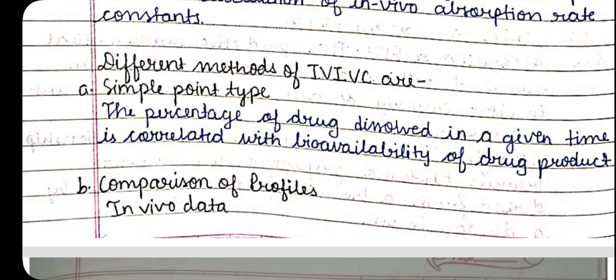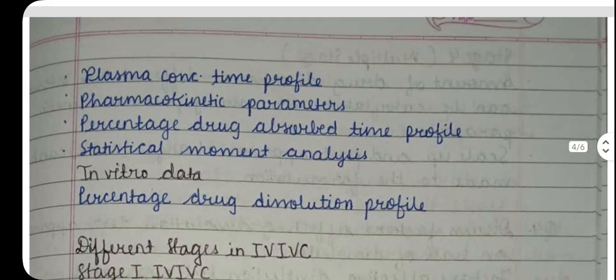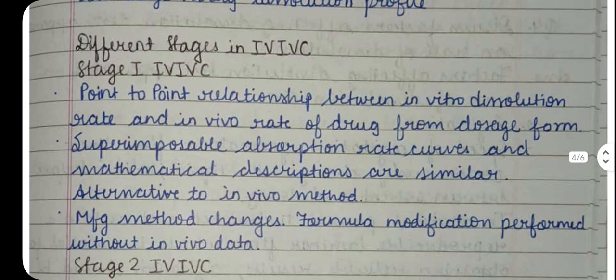Different methods of IVIVC are: first is the simple point type. The percentage of drug dissolved in a given time is correlated with that of the bioavailability of a drug product. Comparison of profiles: in vivo data include the plasma concentration time profile, pharmacokinetic parameters like AUC, Cmax, Tmax, percentage drug absorbed time profile, and statistical moment analysis, compared with the in vitro percentage drug dissolution profile.